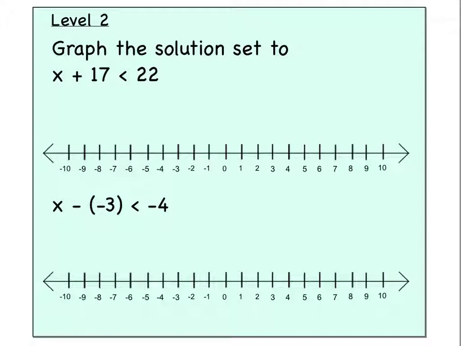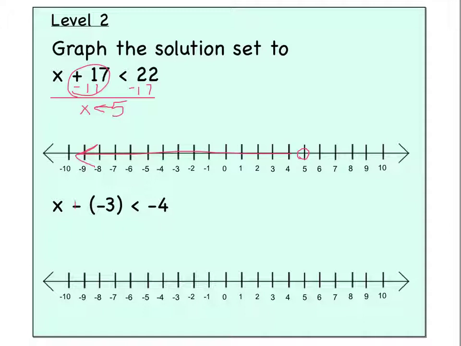When you get to the level 2 type of problems, it's just solving like a regular equation, but then graphing it on the number line. So in this first case, I would subtract 17 from both sides, and I get x is less than 5. Since it's less than, I need an open circle. I'm going to turn this into an arrow, which means I've got to shade this way. And all these numbers, 4, 3, 2, 1, 0, all the negatives are less than 5.